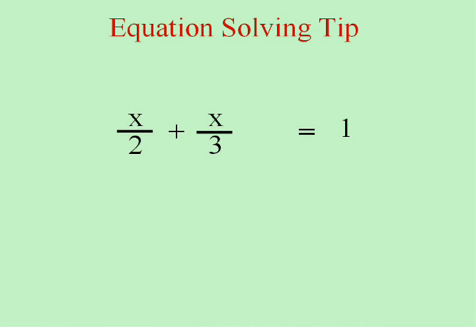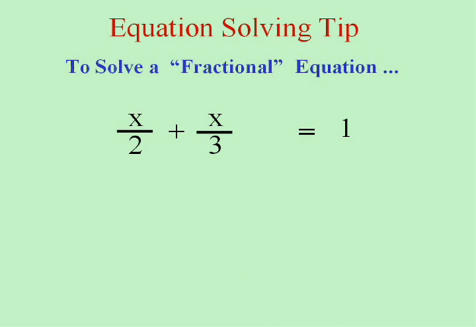So here's your tip. To solve a fractional equation, we're going to multiply everybody by the least common denominator. And I write it over 1 to emphasize that it's in the numerator because it's killing denominators. Now in this case, the least common denominator is 6. Watch what happens here.